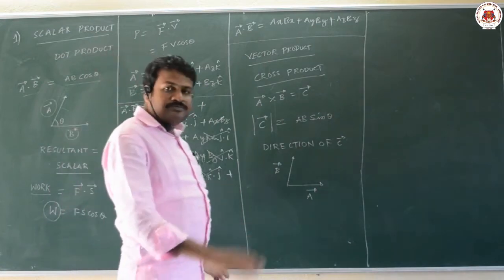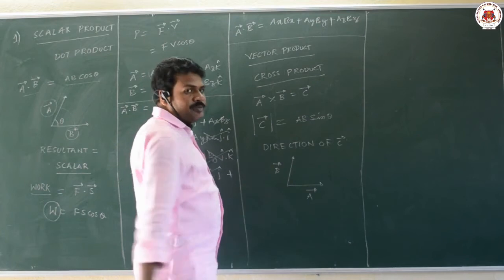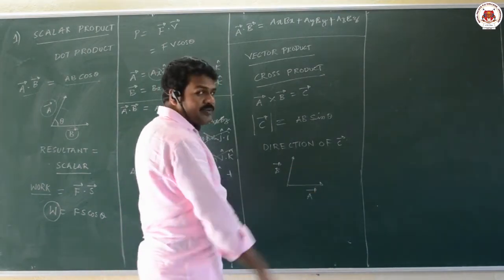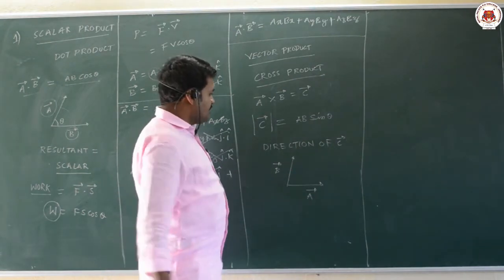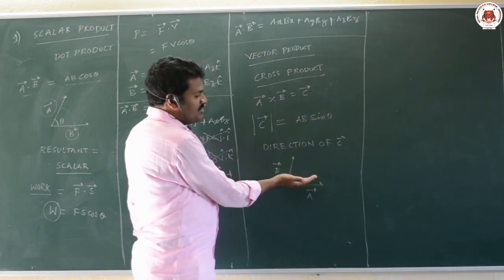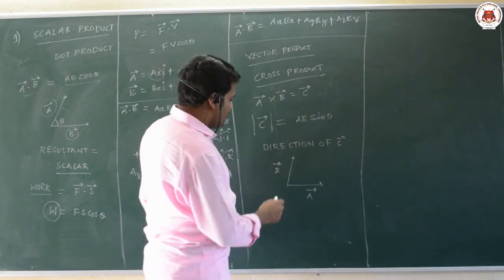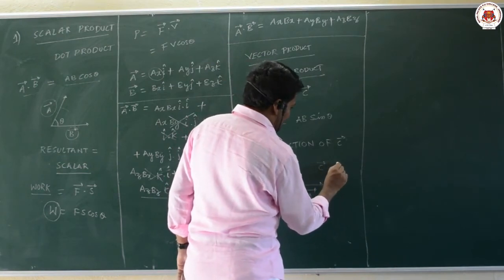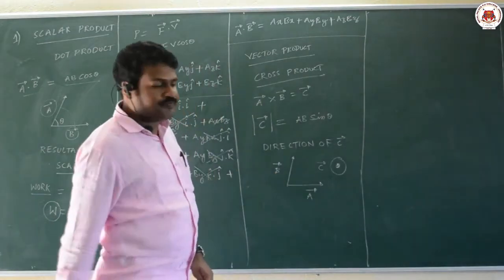Take your right hand and place your palm exactly perpendicular to the plane. You have to place like this and roll your fingers in the direction of product. What is the direction of product here? A bar cross B bar. So roll your fingers in the direction of product. Thumb gives the direction of C bar. So C bar is outside now. This is the symbol for out. C bar is towards you.